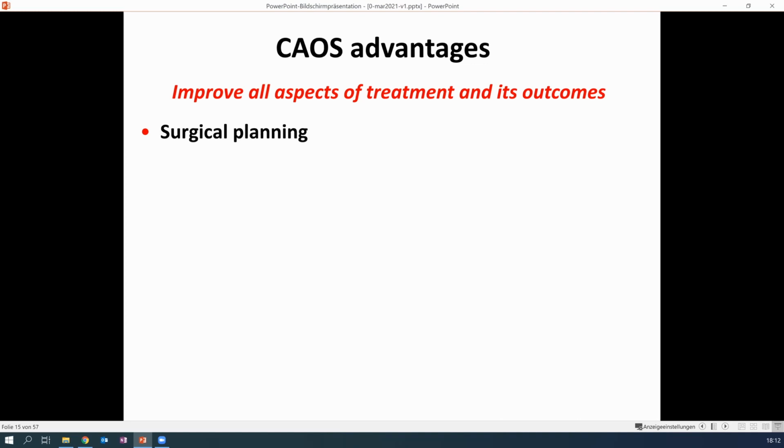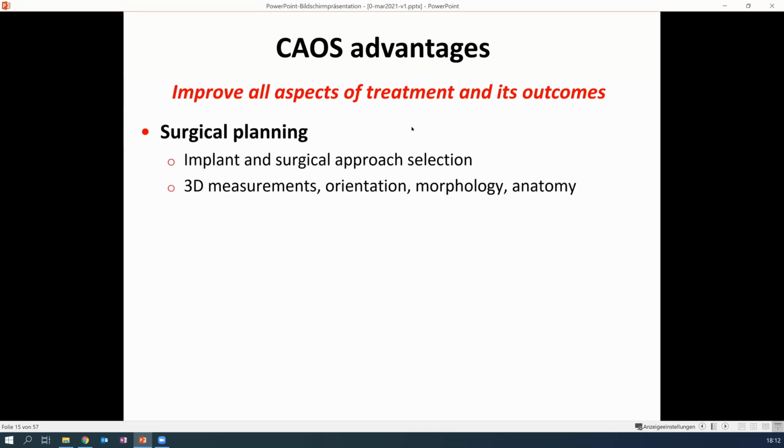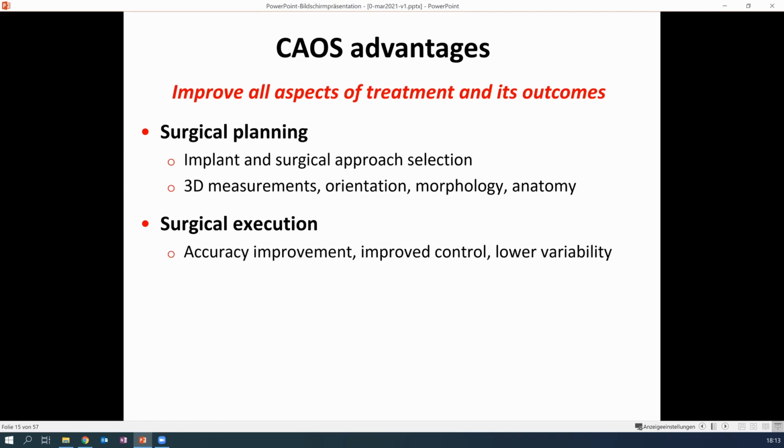So you need to work on all four aspects of it, because you can be very precise and have poor planning, or you can have great planning, but you cannot execute it. So in the end, it's the chain. There's no way to look at this only from one point of view. So obviously, for surgical planning, the implant and surgical approach selection certainly has made a great difference. The measurements, measuring is something great. You can do the measurements on the image. Certainly for rigid structures, this makes a big difference.